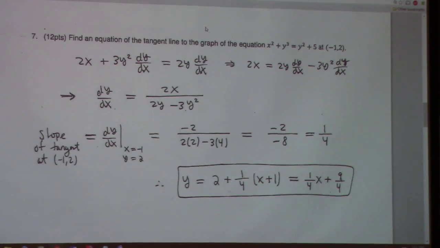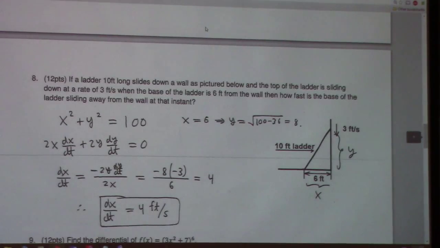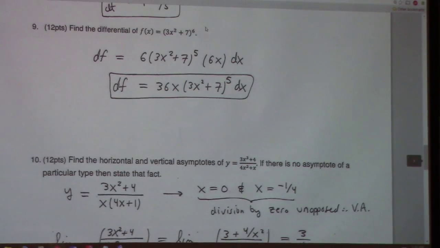Again, the equation for a tangent line is of the form y equals mx plus b, or y minus y1 equals m times x minus x1, something like that. Oh, related rates. I forgot about these. Oh, man, it's good I saved these tests so I can remember what I did. Something like that, then I'd be all right.